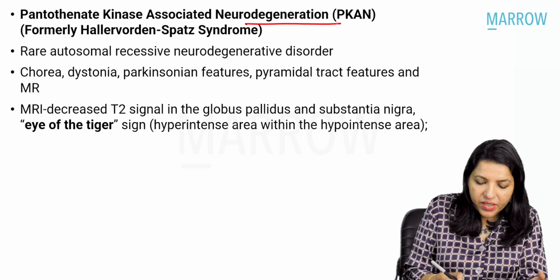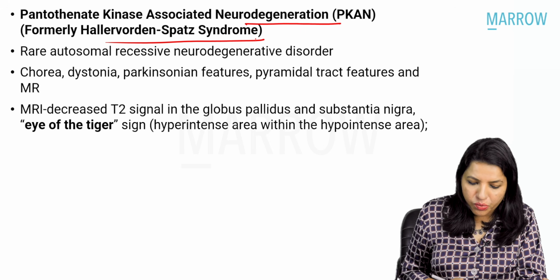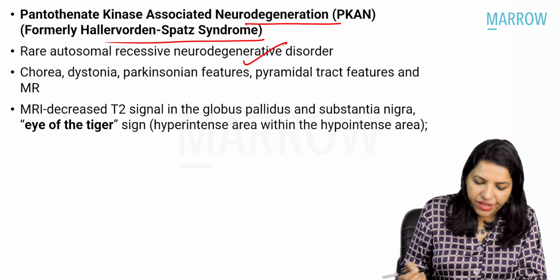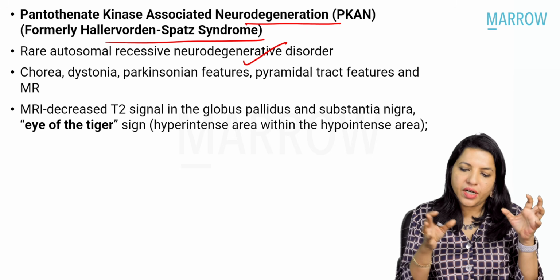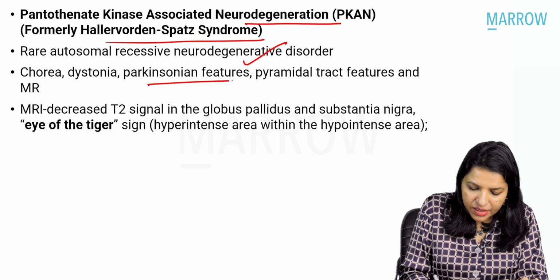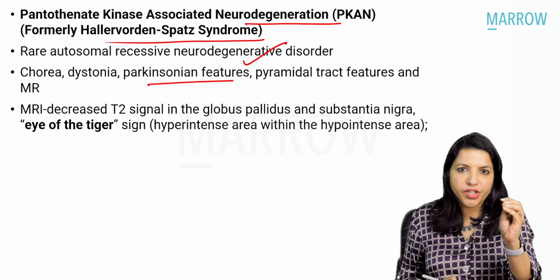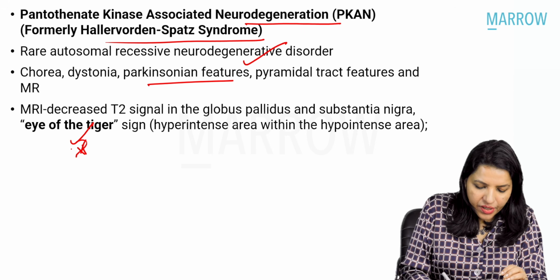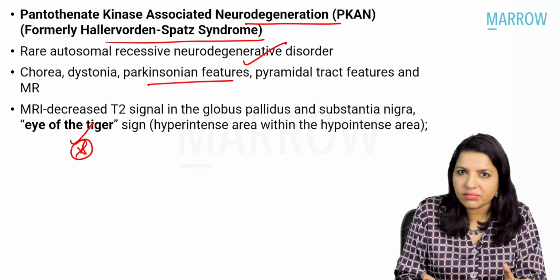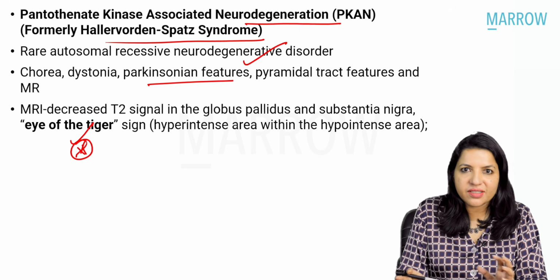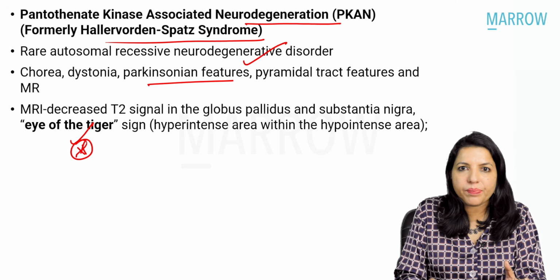Which is otherwise called Hallervorden-Spatz syndrome. This is a neurodegenerative disease where there is chorea, dystonia, and Parkinson's features, plus a radiological finding, the eye of the tiger sign. I just want to discuss the biochemistry part here. It is related to vitamin B5, or pantothenic acid.